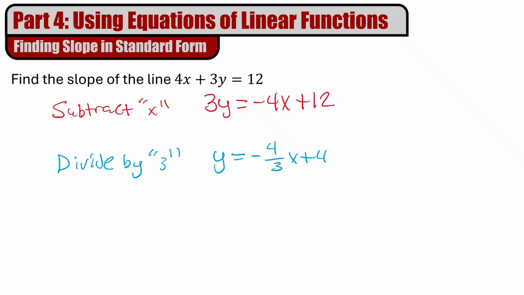Recall, when an equation is in slope-intercept form, or y equals mx plus b, the slope is represented by m, which is attached to x. So for this equation the slope is negative 4/3.